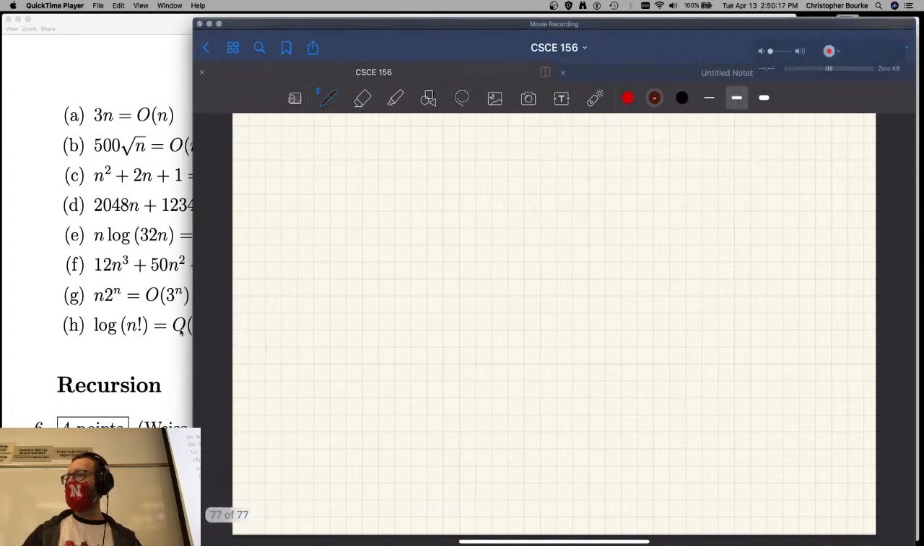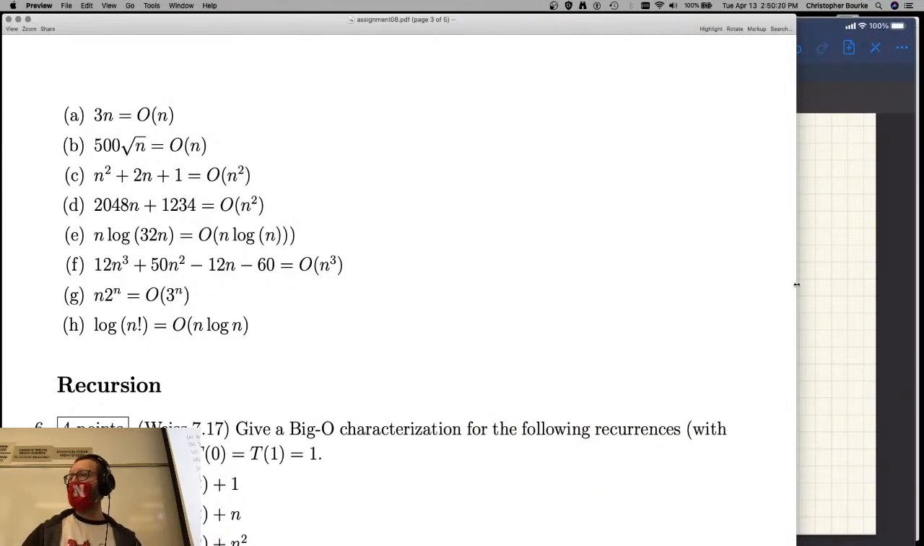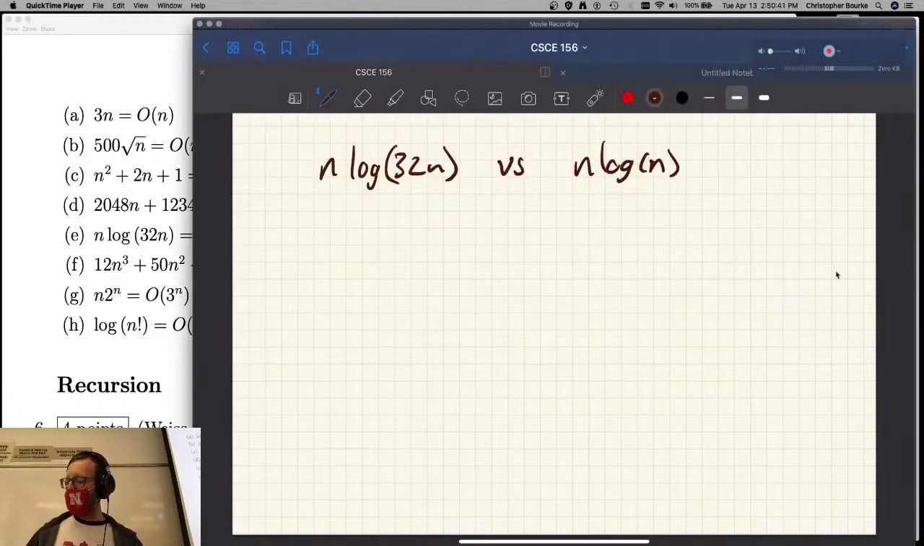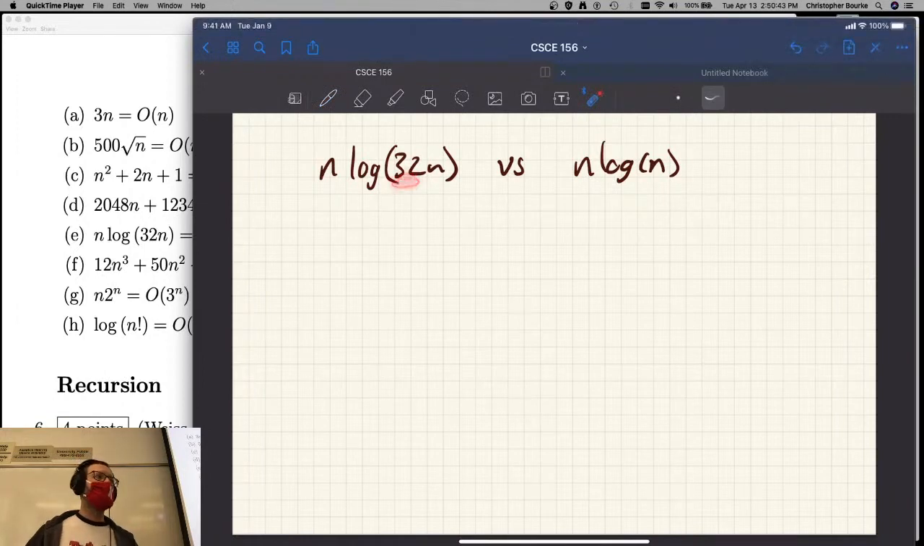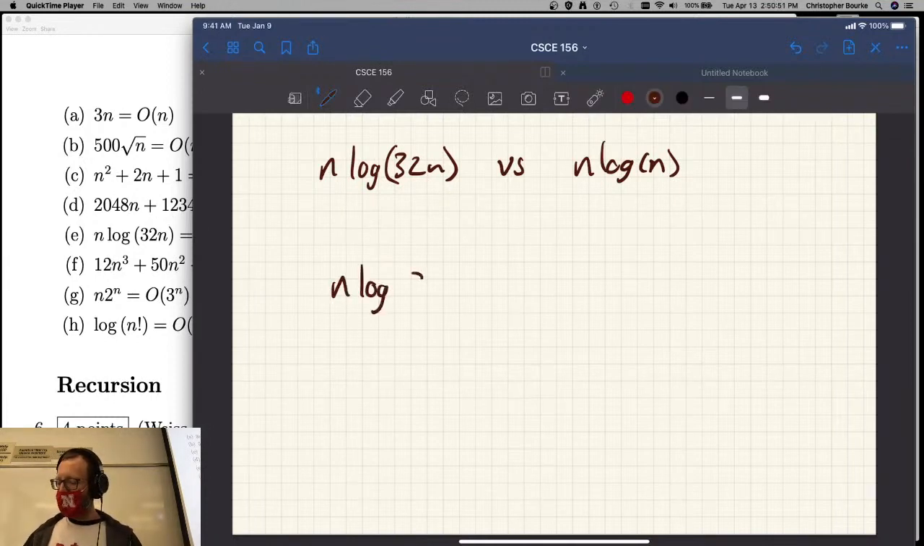More practice? What's another interesting one here? Here, n log 32n, and n log n. We're asked to show that this is big O of this. And it makes sense because we could kind of ignore this constant sitting here, because that's the point of big O analysis. You can ignore constants. But if you were just to look at it, is it true that n log 32n is less than or equal to n log n?